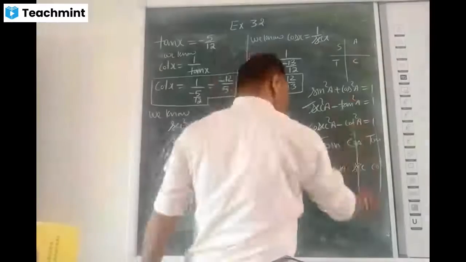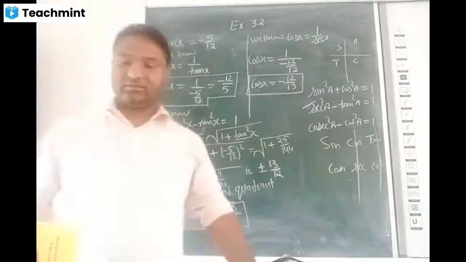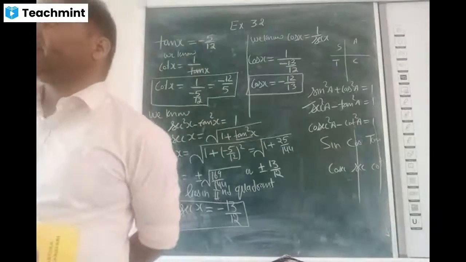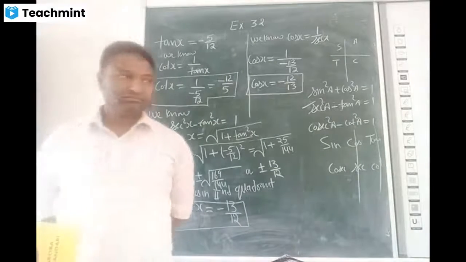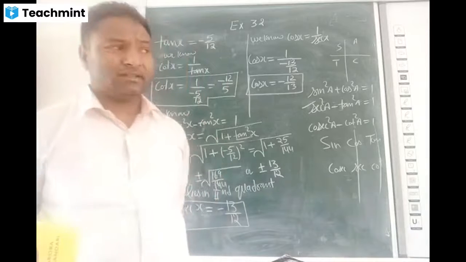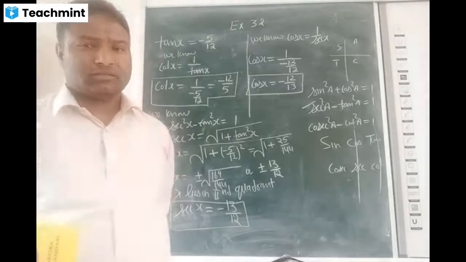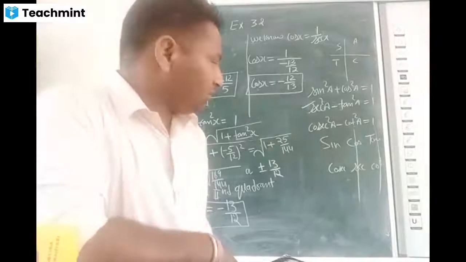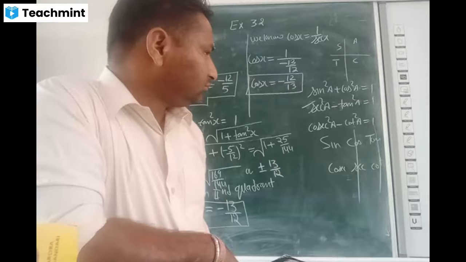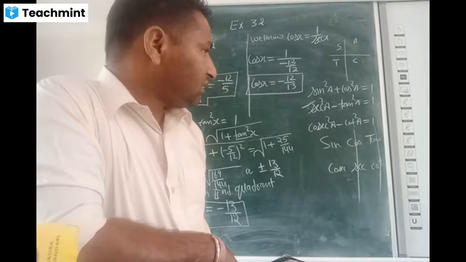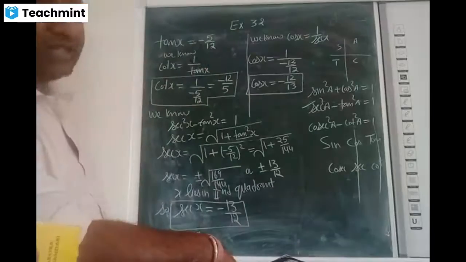Now these two values are equal. Now the values left are for sine and cosec. So how can we find the value of sine and cosec? Tangent equals sine upon cos. Tangent is equal to sine upon cos. Yes, you can use that formula also.